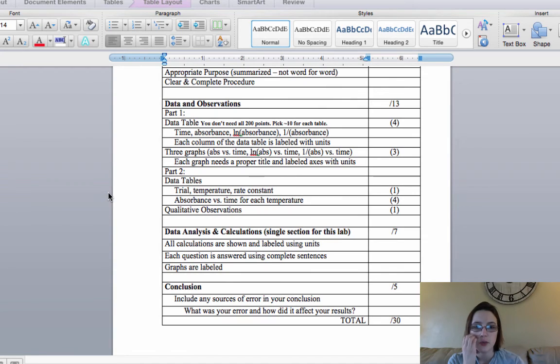So looking at the rubric, again, it says all calculations are shown and labeled. Each question is answered using complete sentences, and your graphs are labeled. So make sure you follow through this for data analysis and calculations.